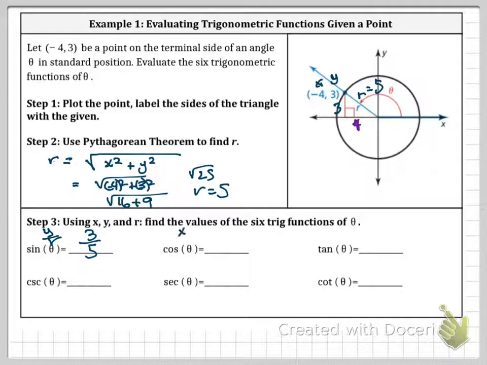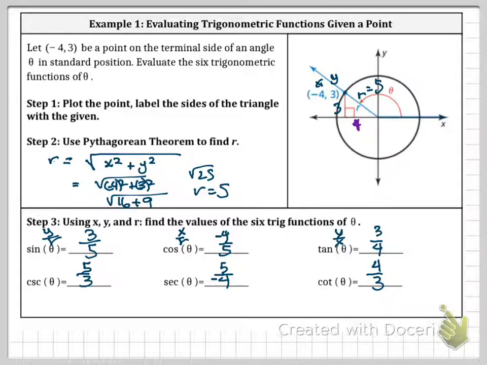Cosine of theta is x over r, so that means it's -4 over 5. Tangent of theta is y over x, so that is 3 over -4. Another way to remember tangent is y over x is that y over x kind of reminds us of slope. So y over x, tangent of theta. Cosecant of theta is just a reciprocal, so this is 5 over 3. Secant of theta is 5 over -4. Then cotangent of theta is -4 over 3.